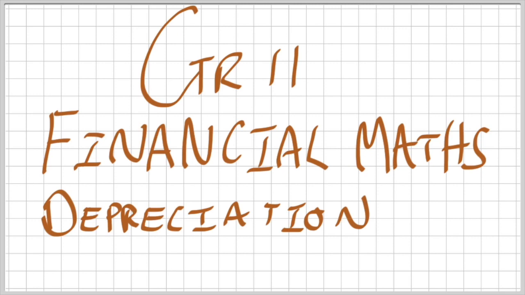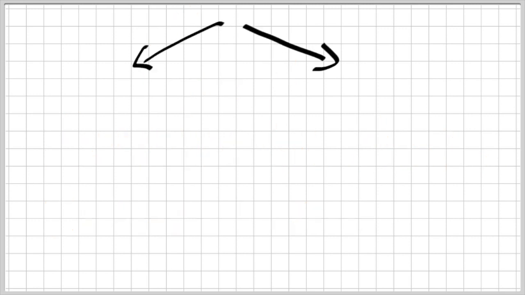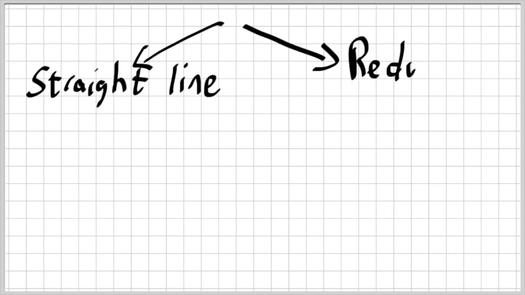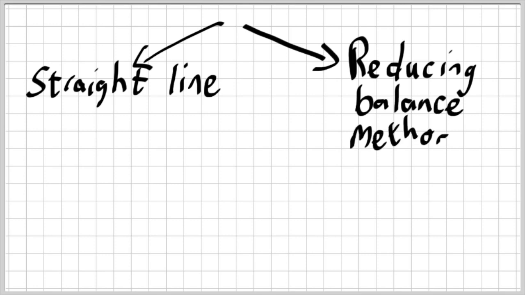So when we talk about depreciation, it's either going to be on one of two methods. So it's either going to be on a straight line method or reducing balance method. Now, one of these two will come up in the exam. It's seldom that they ask both.